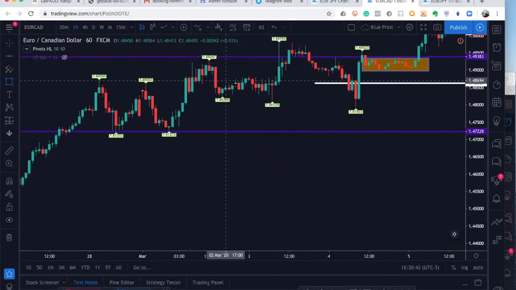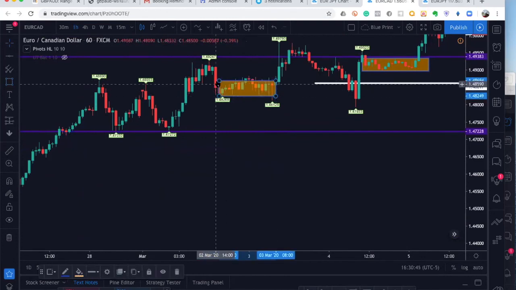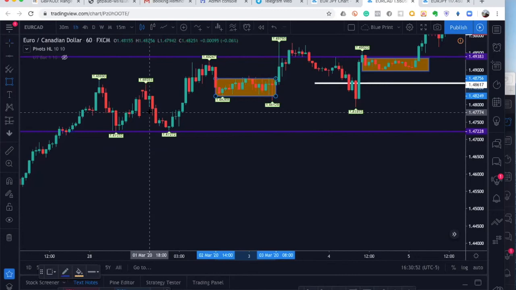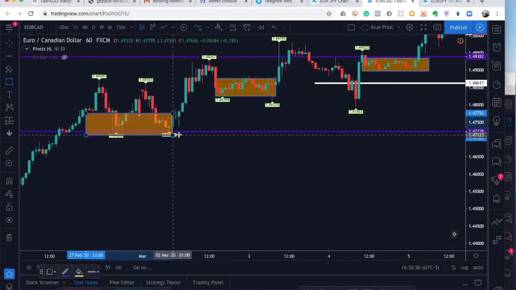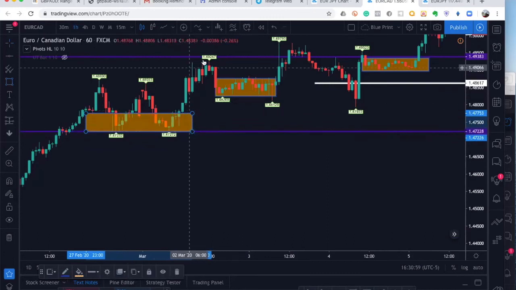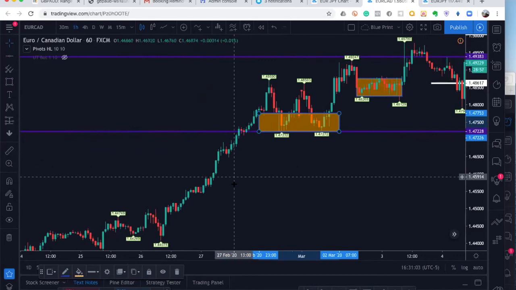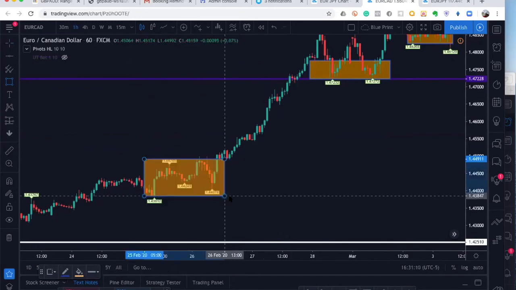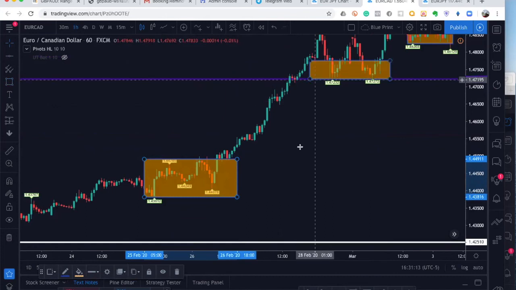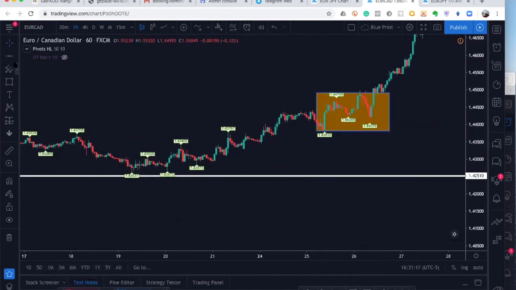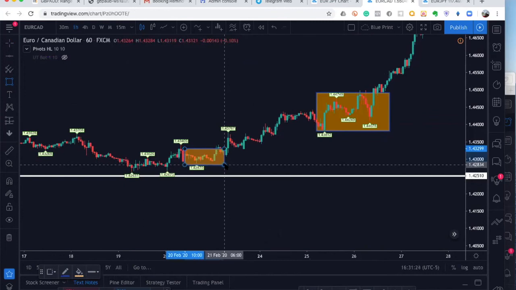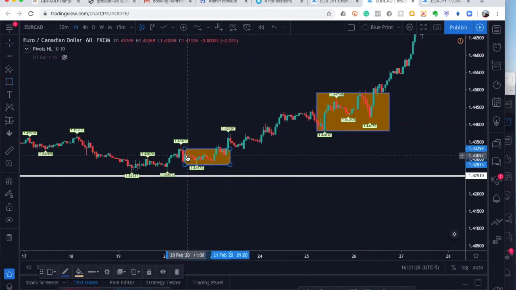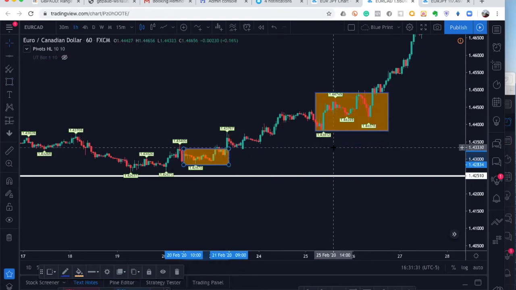Okay, so watch this here. Let's do it again. Consolidation. There's your breakout. Watch this. All of this right here is consolidation. There's your breakout. Watch this. All of this right here is consolidation. There is your breakout. You see it? Let your eyes see it. This right here, consolidation. There is your breakout. That's what we're doing.